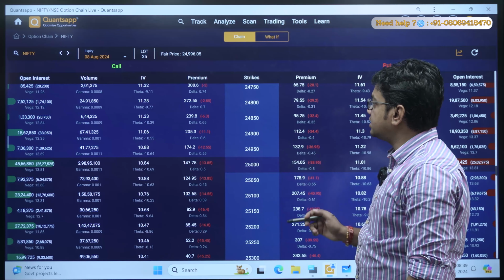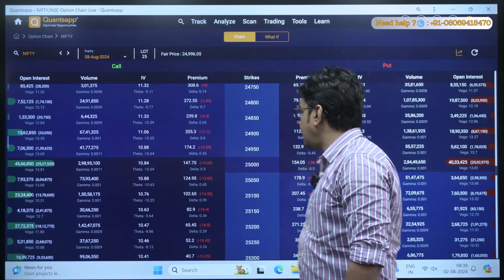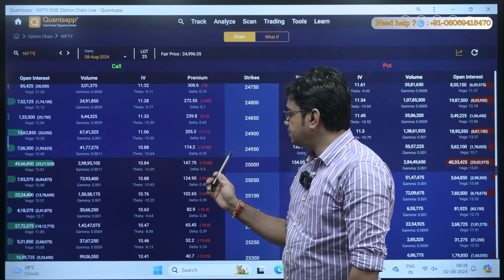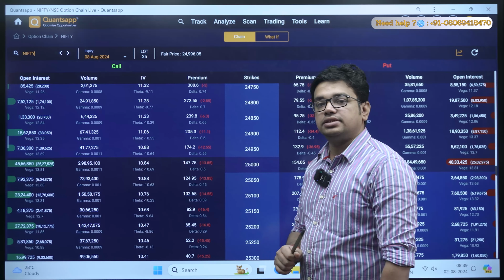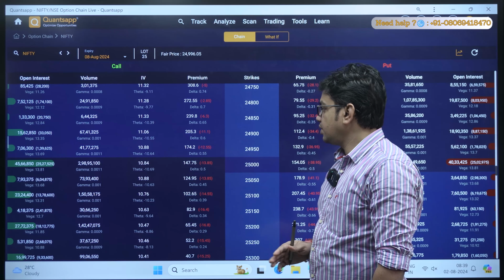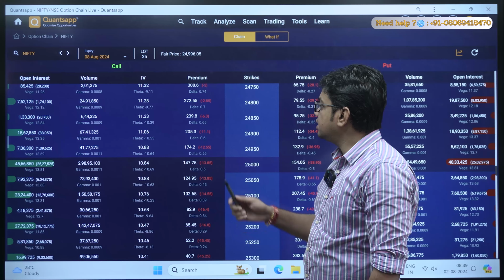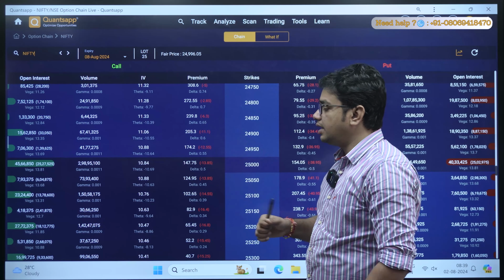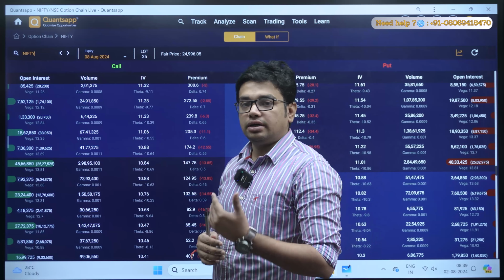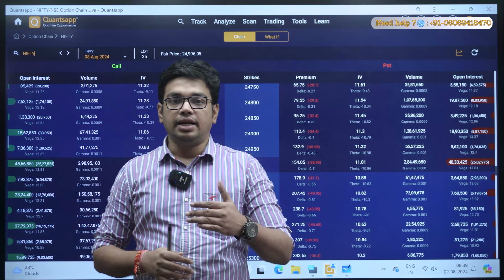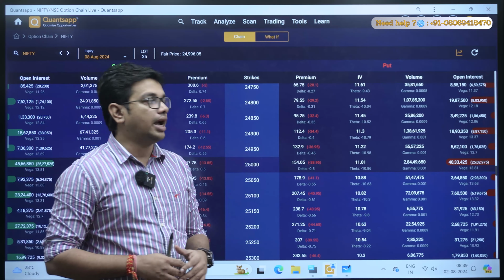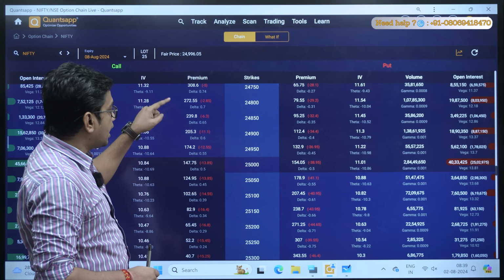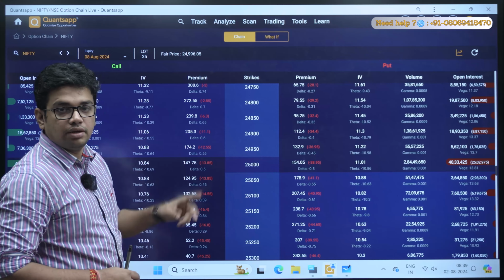So you can see these are the call options and these are the put options. At the call option, this is the ATM strike. You can see the price is 147 rupees. And these are the ITM levels. As I said, whenever in a call option the strike is lower than the spot, it is known as ITM. So you can see 24,950, 24,900, 24,850, and you can see the price differences between those options.